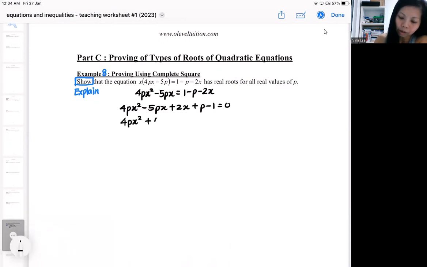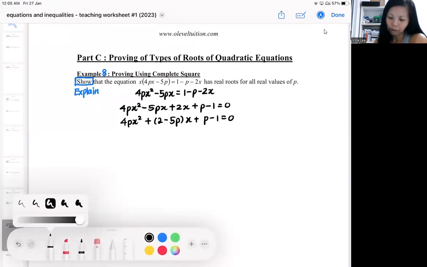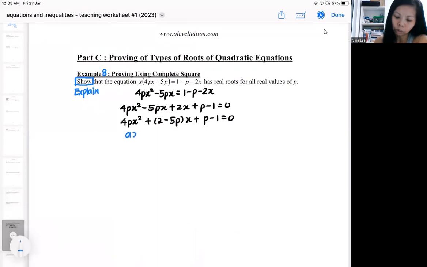Okay, why are you getting the a, b, c? Because you know that you need to get your a, b, c to come up with the discriminant. So the discriminant is like a tool for us to explain. So I've gotten my a, I've gotten my b, I've gotten my c.